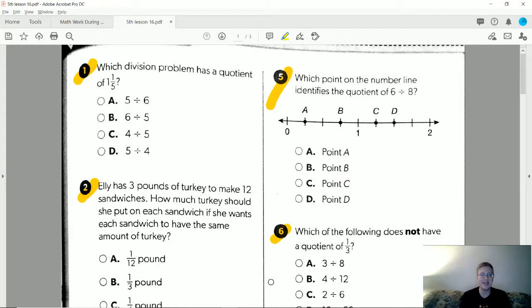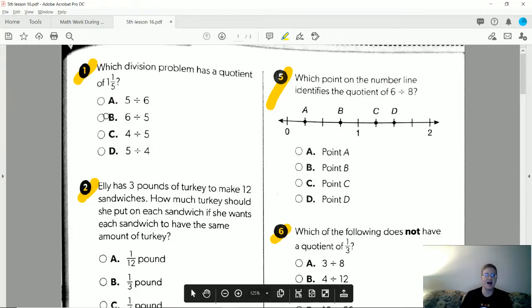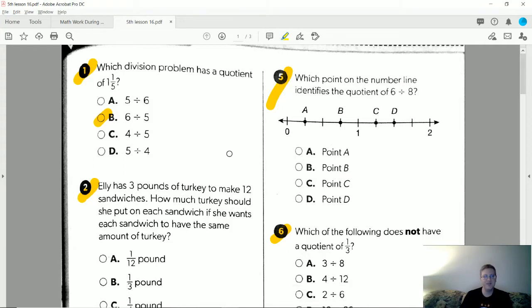So let's go ahead and take a look at our problems. Number one, which division problem has a quotient of 1 and 1/5? So if I were changing this, I would change it to 6/5, and 6/5, the fraction, is the same thing as doing 6 divided by 5. So that would be our answer for the first one.